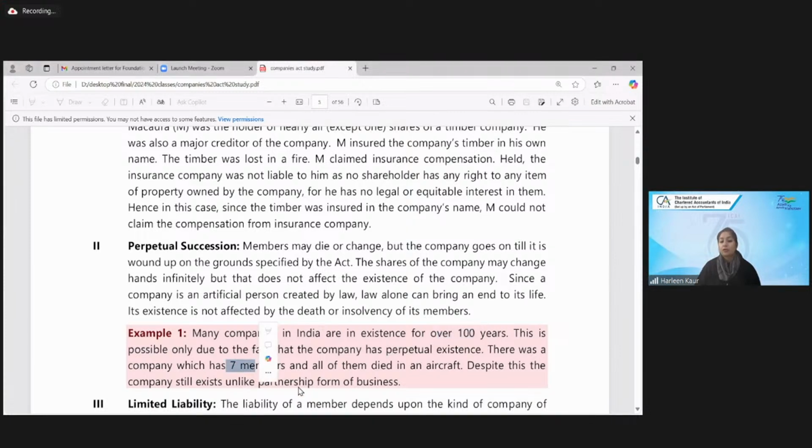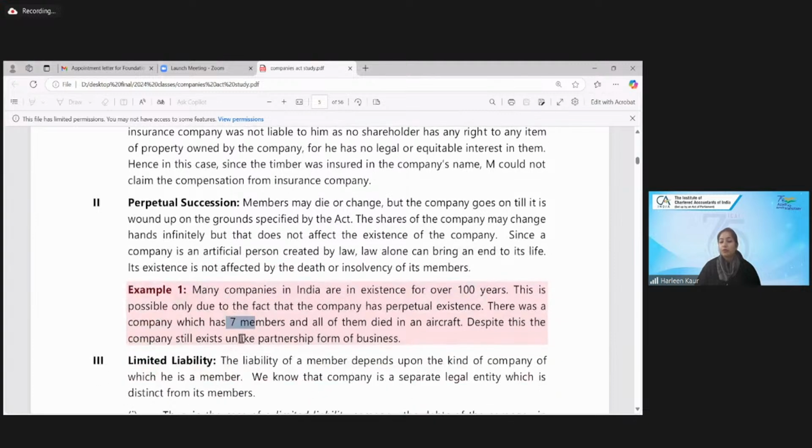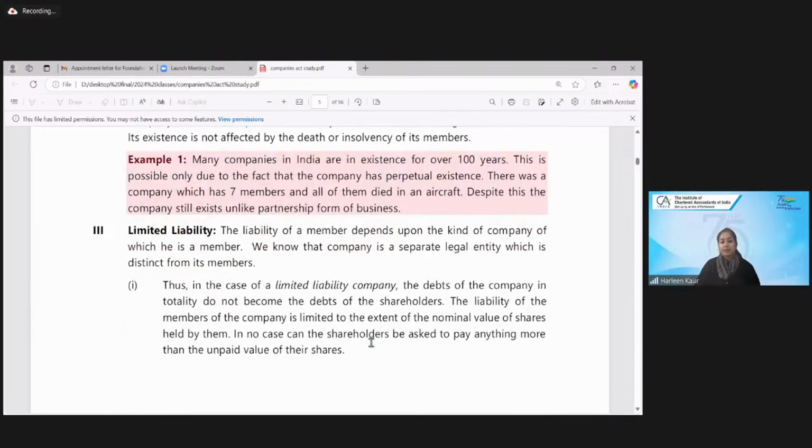Company has 7 members, all of them died, but still the company continues to exist. What is the meaning of this line? Unlike the partnership form of organization, there are 2 partners. Partners died, partnership also comes to an end. Why? Because partnership firm is the joint name given to all the partners taken together. Partners and the firm that they have formed are one. They're not separate. Partners died, firm also comes to an end. But company members died, company still continues to exist because company is separate from its members.